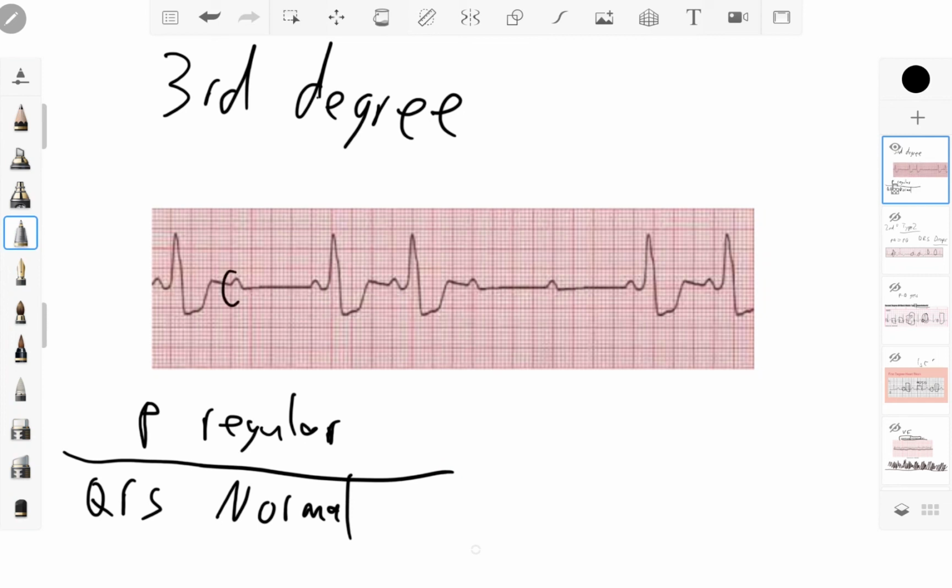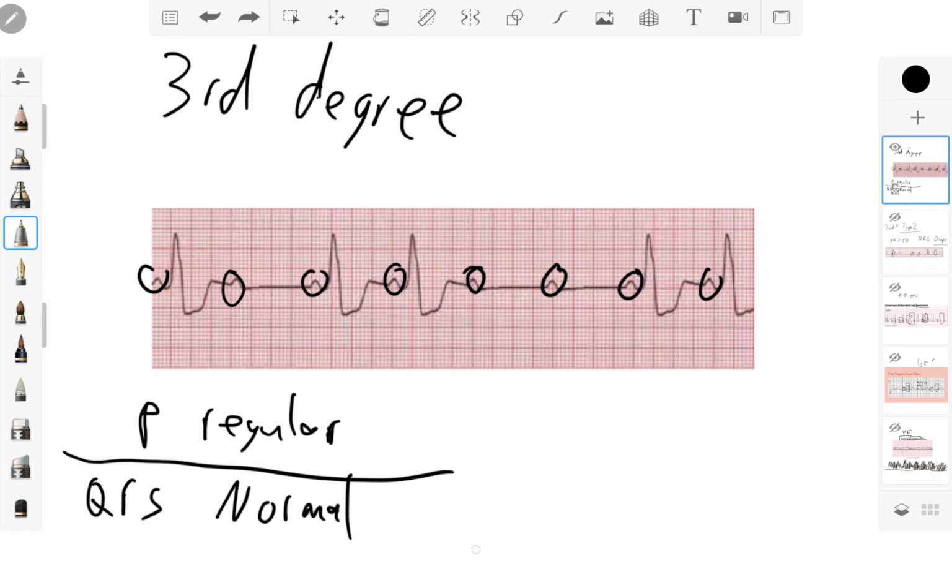If you look, your P waves are consistently the same throughout. You see, it's 1, 2, 3, 4 blocks. 1, 2, 3, 4 blocks. 1, 2, 3, 4 blocks. So you see how we have 4 blocks, 4 blocks, 4 blocks because our P waves are regular.